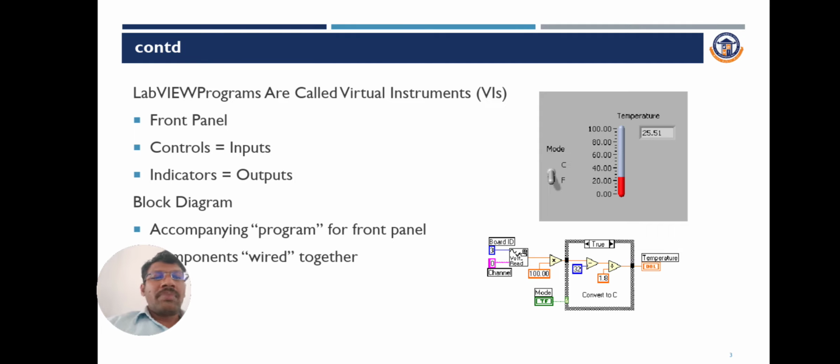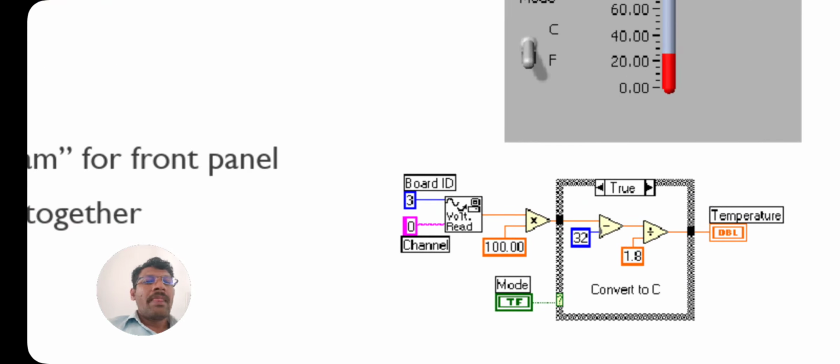Here the front panel will look like this, and the controls will be the inputs, and the indicators will be the outputs. This is the block diagram, which accompanies the program for the front panel. It is connected with wires. These blocks have the board ID, the channel input, and also the voltage reading.